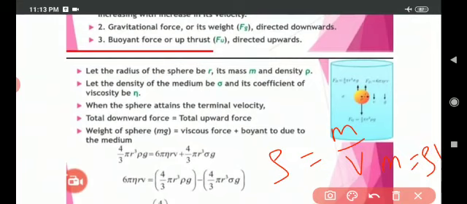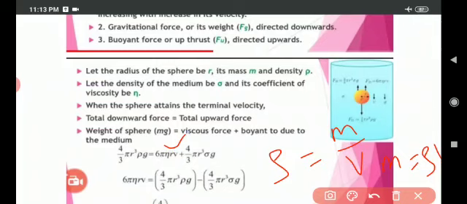According to Stokes law, when a spherical body is falling through a viscous medium, the viscous force acting on the object is 6 pi eta rv, plus the buoyant force due to the medium. The buoyant force, or upthrust, is 4 by 3 pi r cube into sigma g. Sigma is the density of the medium, that is, the density of the fluid or liquid.